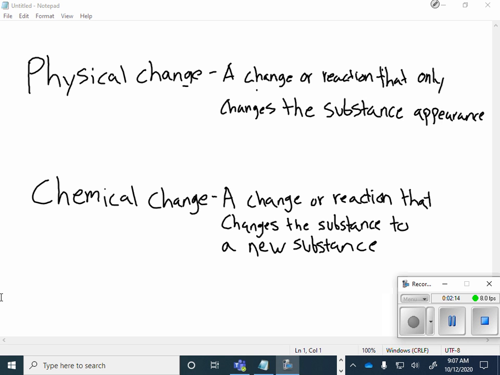Okay, let me have some people give me examples of a physical change. Josh, can you give me an example of a physical change? So remember, it's when we change the appearance of something, but not change the object into something new. We'll come back to you, okay? So think about it, we'll come back to you.